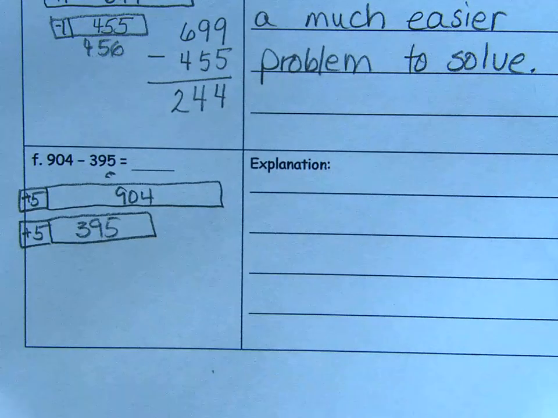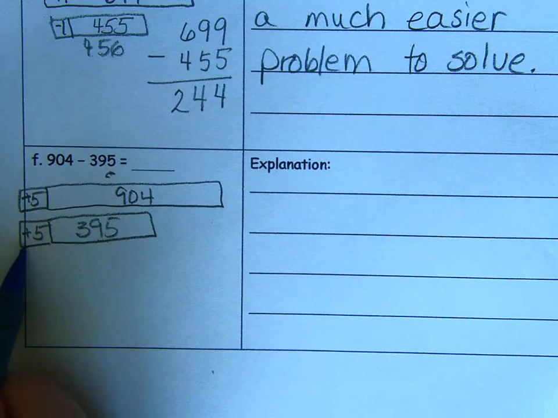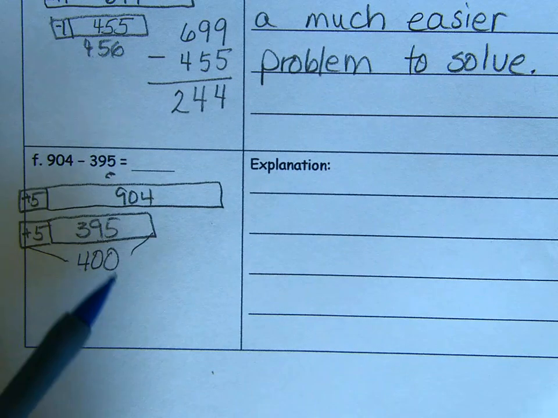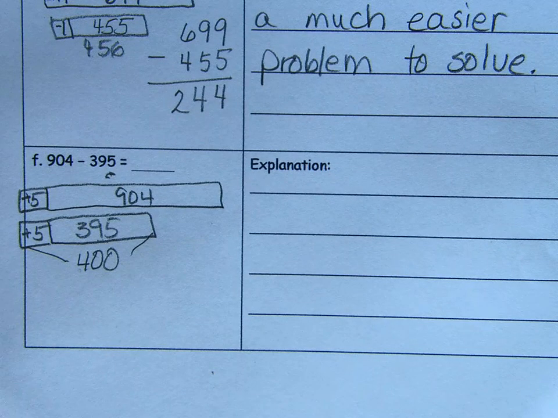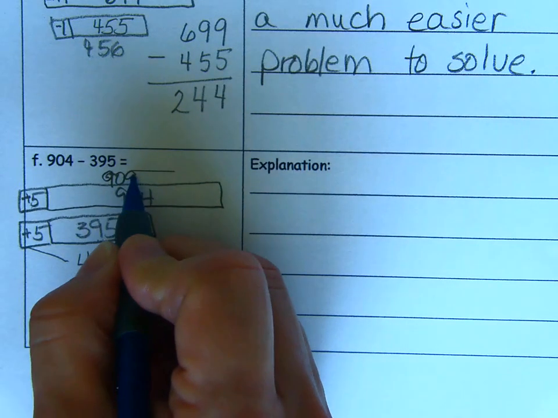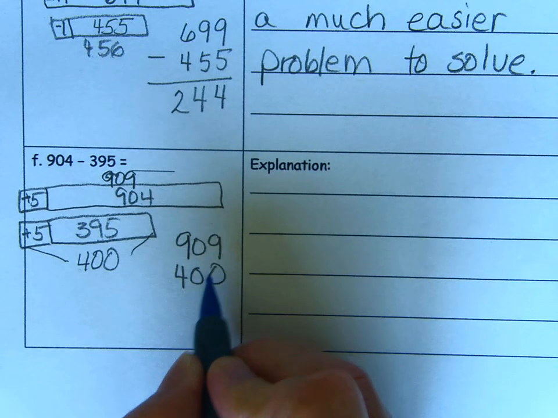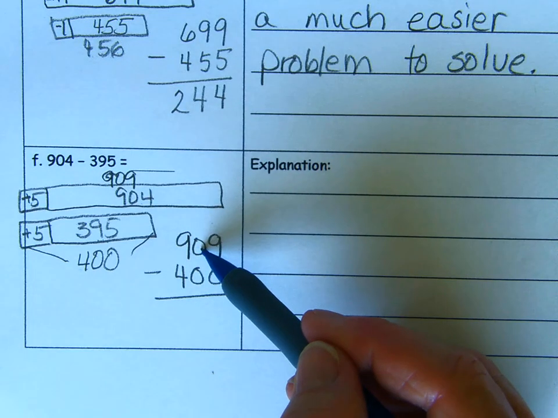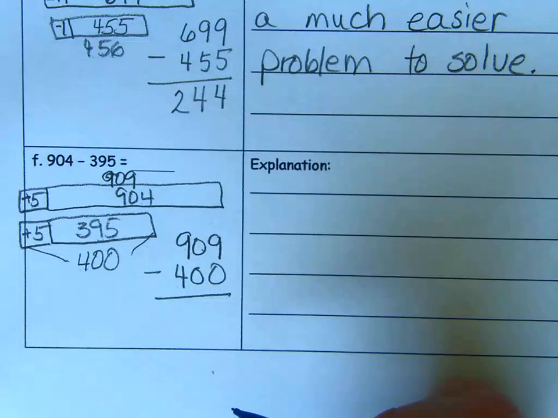I'm just going to make an easier problem. Because if I just add 5 to 395, I get 400. I don't want all those zeros in my whole, but zeros in the part make a much easier subtraction problem. So here I just need to add 5 to this one as well, which is going to give me 909. And now I have this much easier problem. 909 minus 400. I'm not taking anything away from my 1s or my 10s, so those numbers are going to stay the same. I am only subtracting from the hundreds.